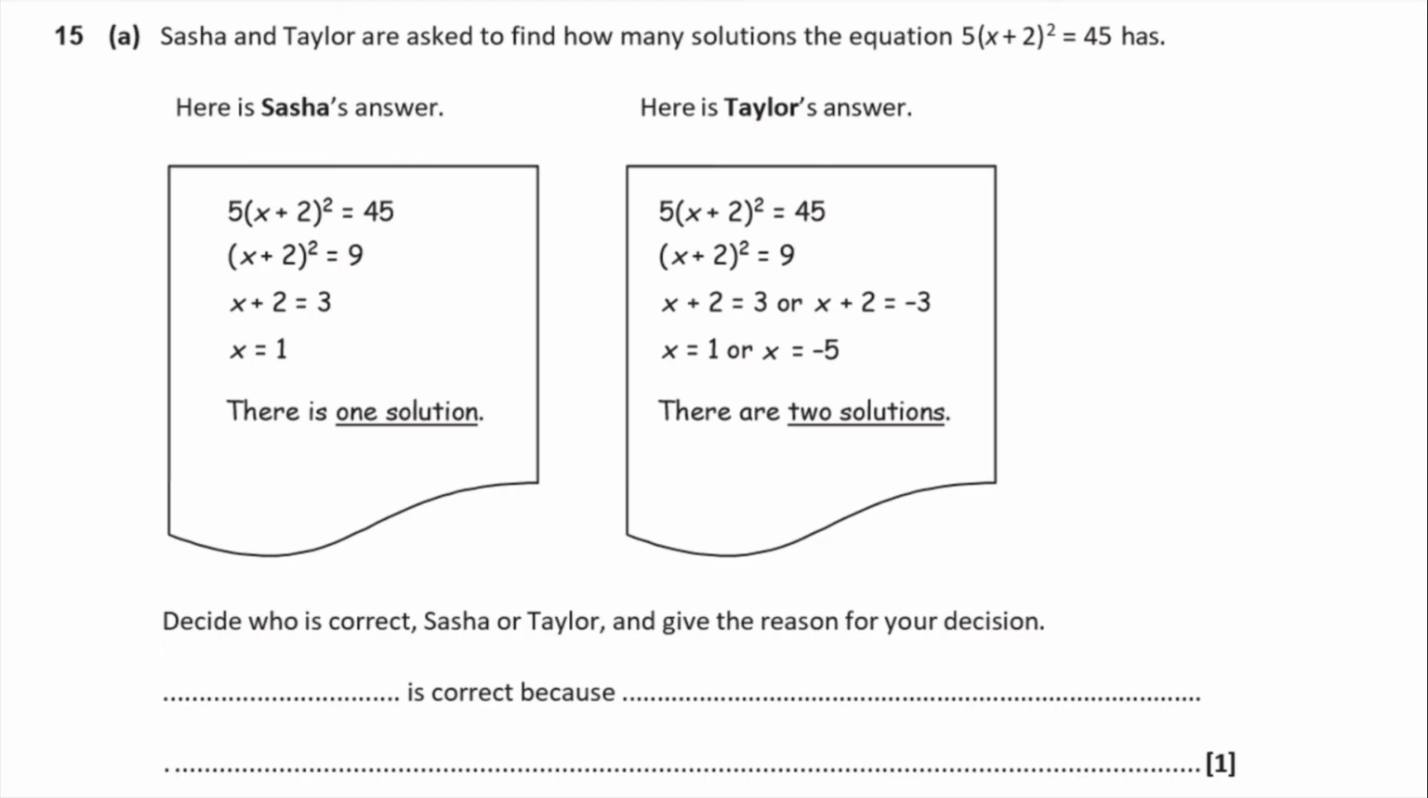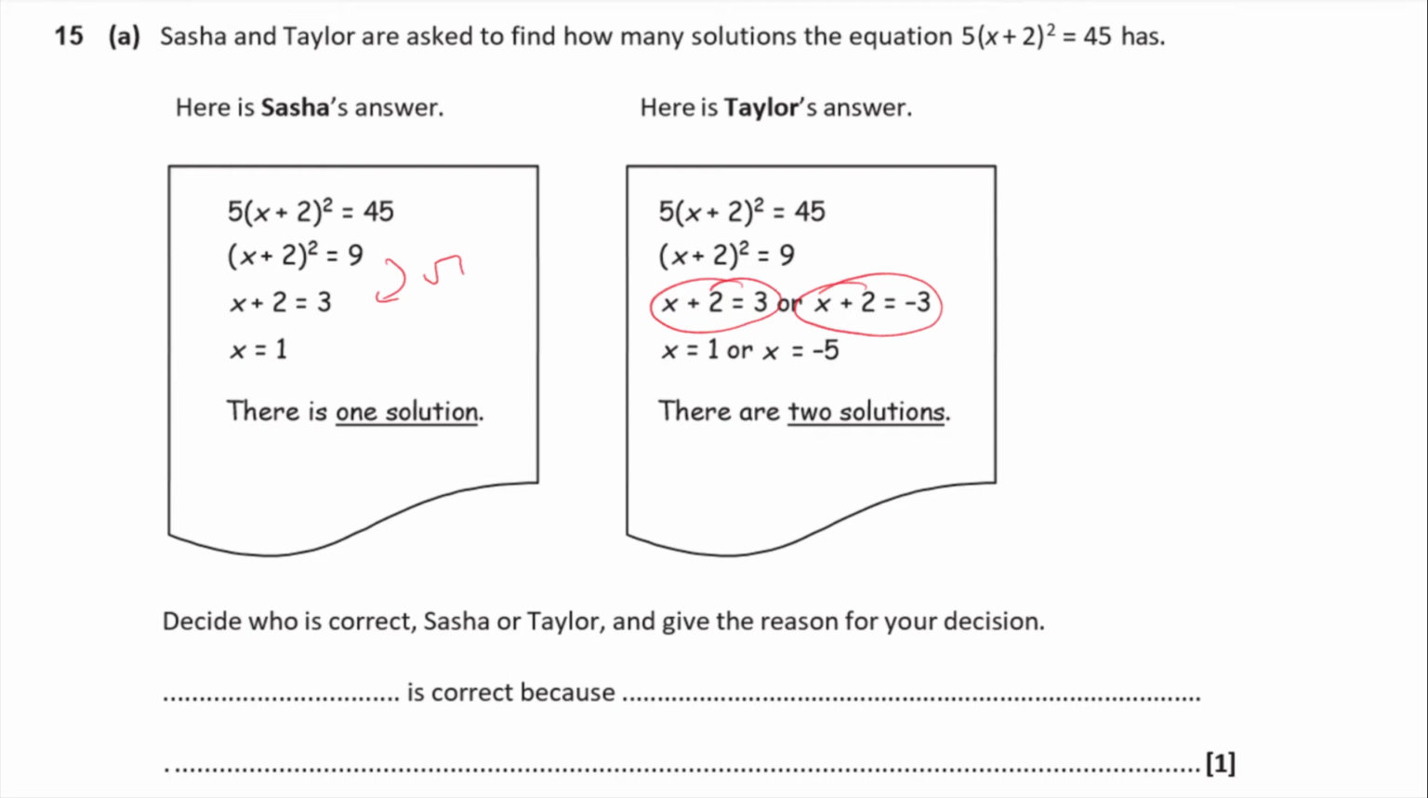So I think Taylor is correct, isn't it? Because when you square root a number, which is what's happening from this step to this step, we're square rooting, aren't we? And when you square root a number, there are actually 2 solutions. There's going to be a plus or a minus. Now, Taylor has caught that. He's got his 2 solutions here and here. Giving him his 2 solutions.